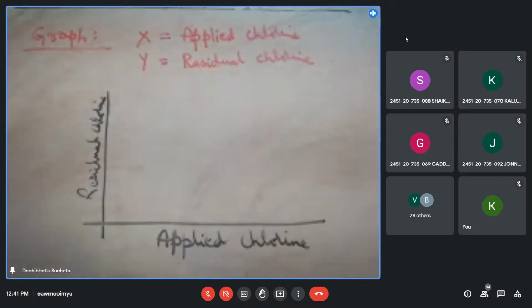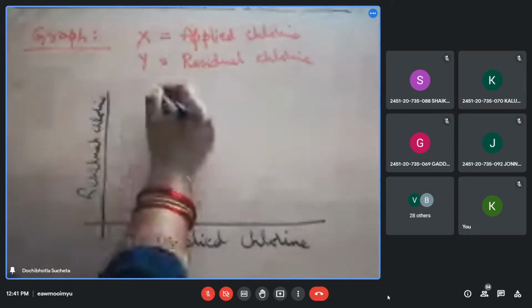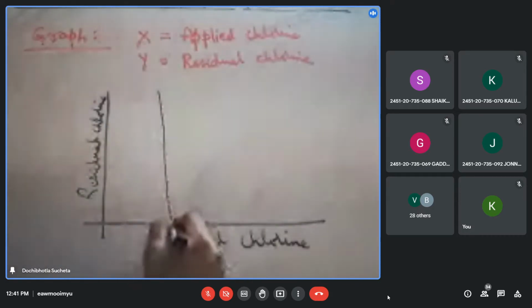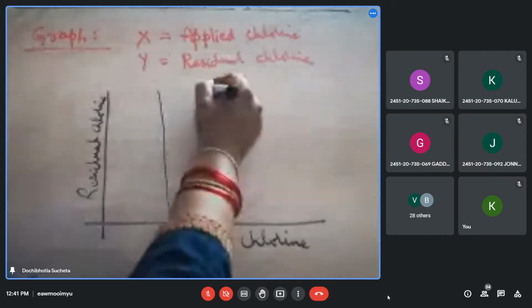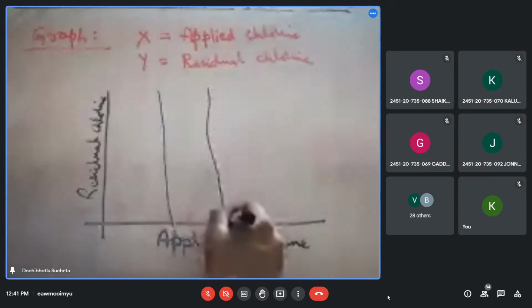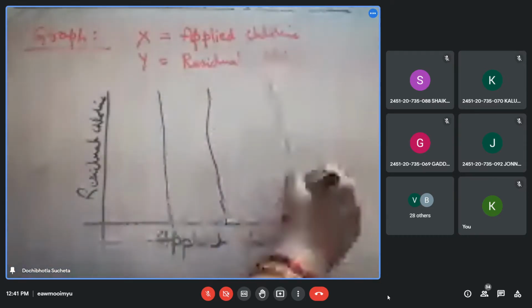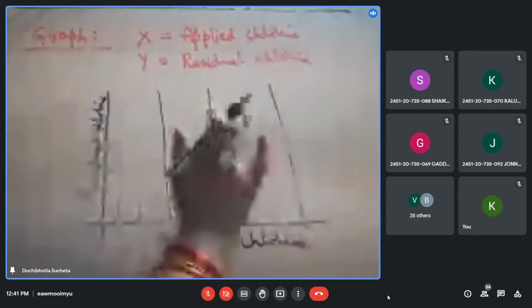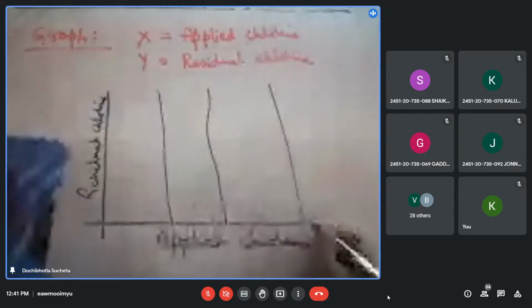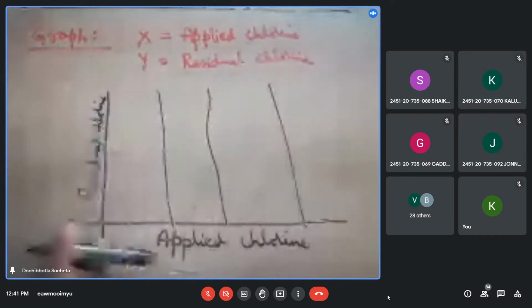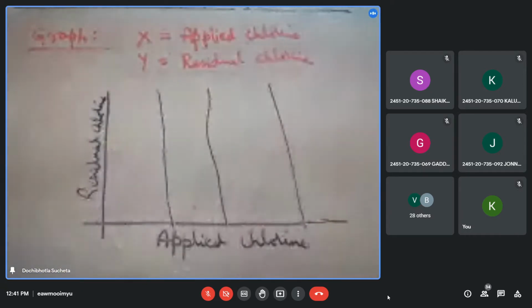But if you don't understand, you'll feel confused. Okay. Then draw 3 straight lines and make 4 compartments. 1, 2, and 3. 1, 2, 3, 4 compartments. Okay. Now the third one is not much important. So this is how you will draw.